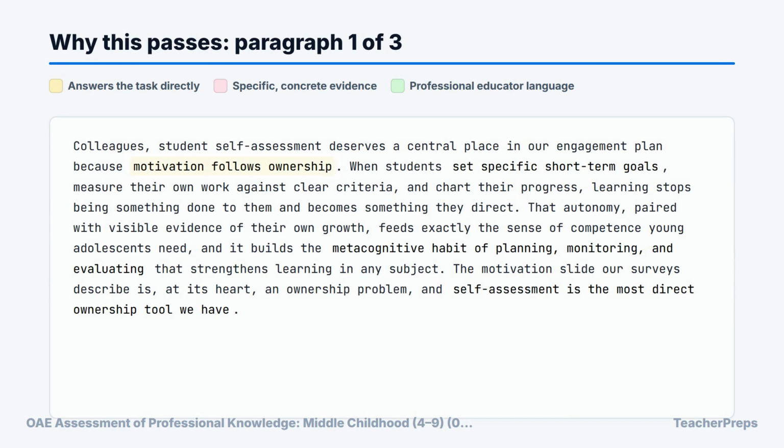Now, let us go back over my constructed response, and let me highlight exactly why this response would receive a passing score. Notice how I open by stating the answer before the scorer even has to hunt for it. Motivation follows ownership is a thesis sentence that directly satisfies the purpose criterion in the very first breath. Notice also how I layer professional vocabulary like autonomy, sense of competence, and metacognitive habit throughout the paragraph, which is where the professional knowledge criterion gets paid. I close by looping back to the prompt's own framing, the motivation slide, so the scorer can see I am answering exactly the task that was set and not drifting into a general essay about assessment.